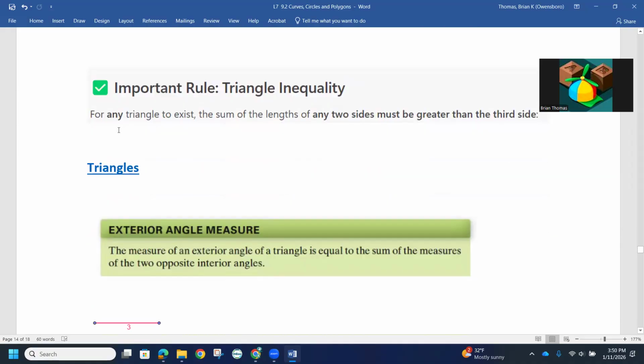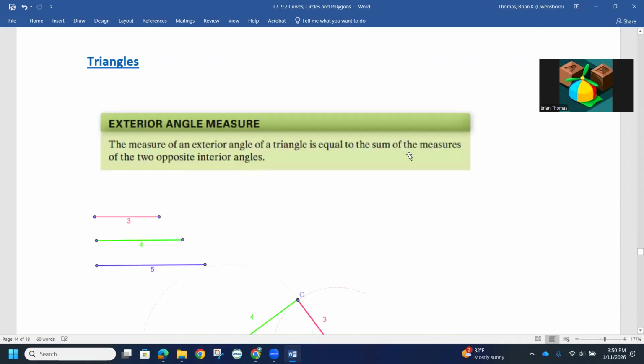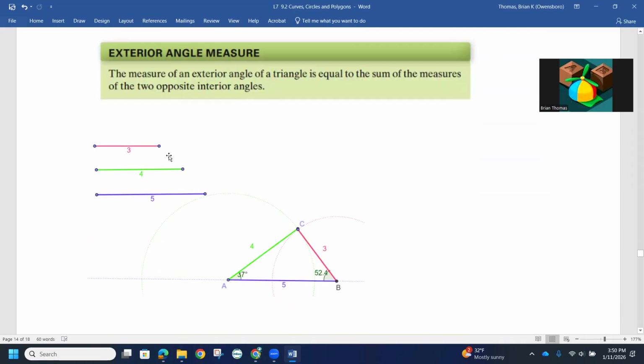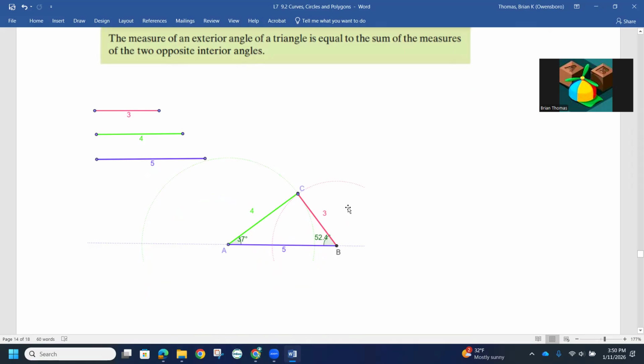And as we mentioned, for any triangle to exist, the sum of the lengths of any two sides must be greater than the third side. That's what I've been kind of trying to hammer home. So as we were saying here in our drawing, yes, the set 3, 4, 5 creates a triangle because 3 plus 4 is greater than 5, 4 plus 5 is greater than 3, and 3 plus 5 is greater than 4. So this does generate a triangle as we see.